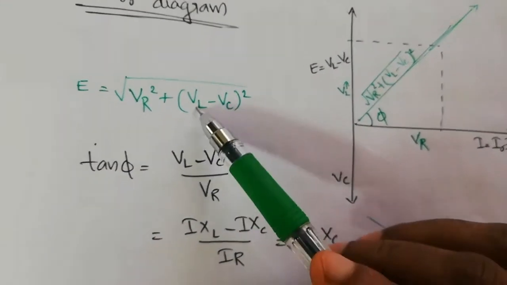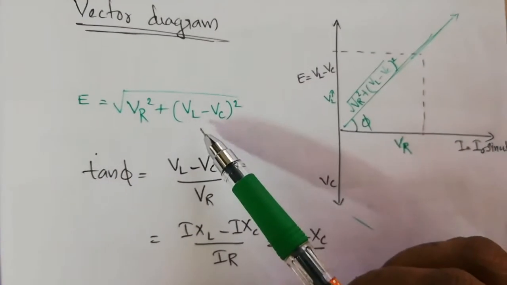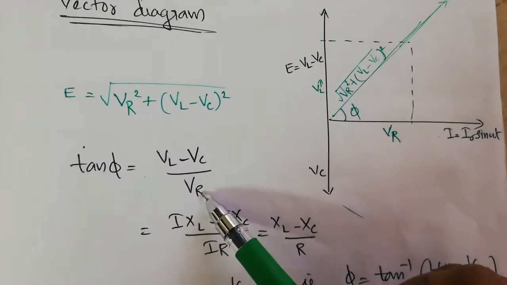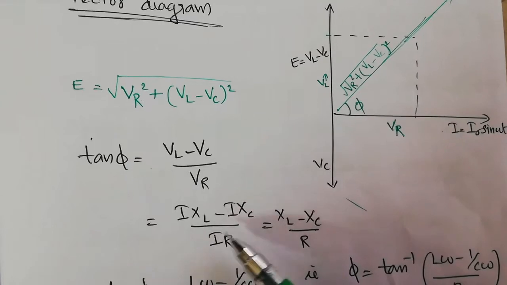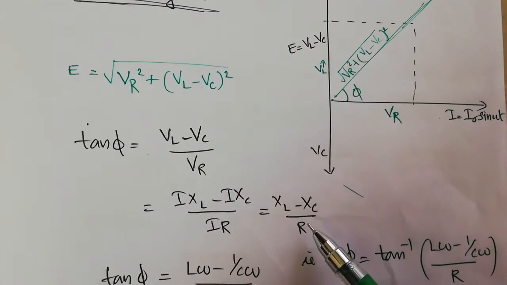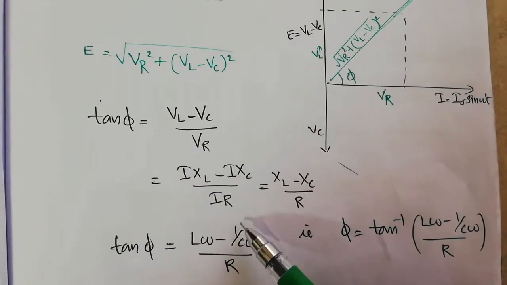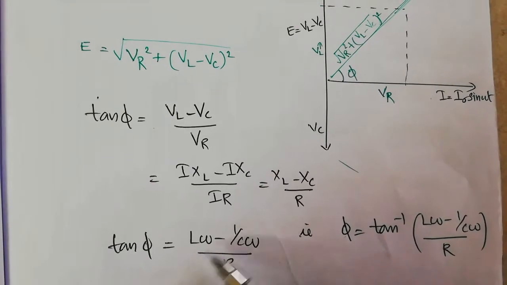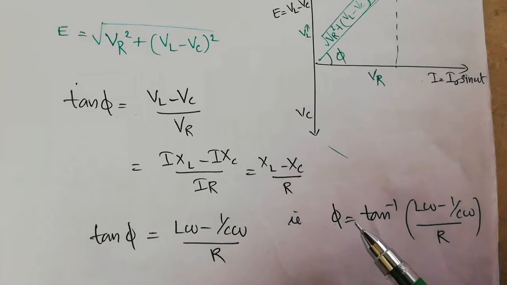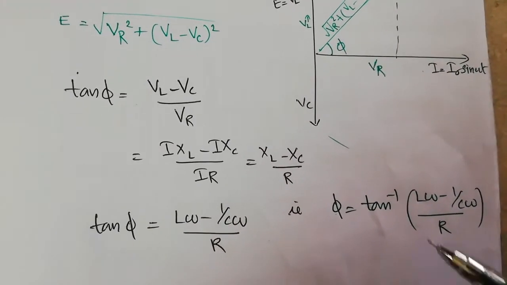So from this we can write down E is equal to root of VR square plus (VL minus VC) whole square. Tan phi is equal to (VL minus VC) by VR. That's equal to (I XL minus I XC) by I R, which is equal to (XL minus XC) by R. That is, tan phi is equal to (L omega minus 1 by C omega) by R, where XL and XC are correspondingly the reactances. That is, the phase difference phi is equal to tan inverse of (L omega minus 1 by C omega) by R.